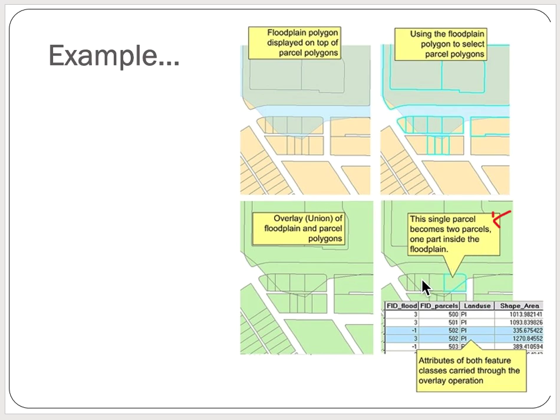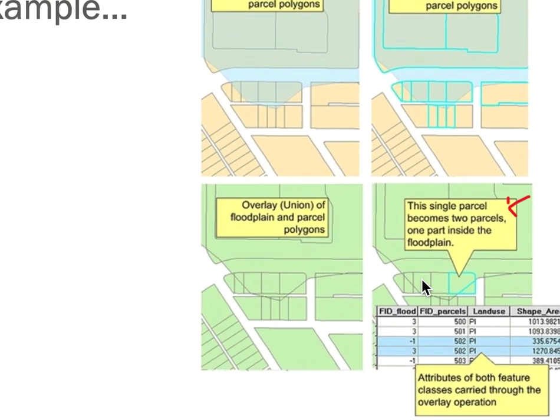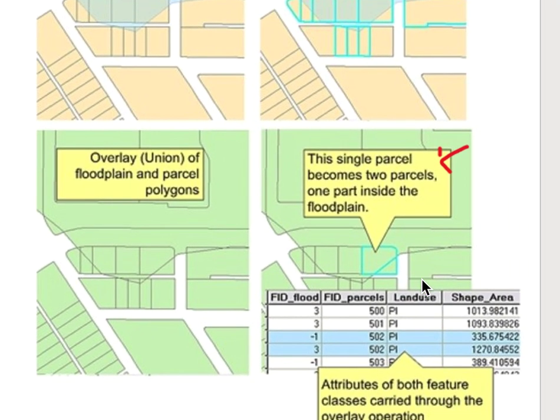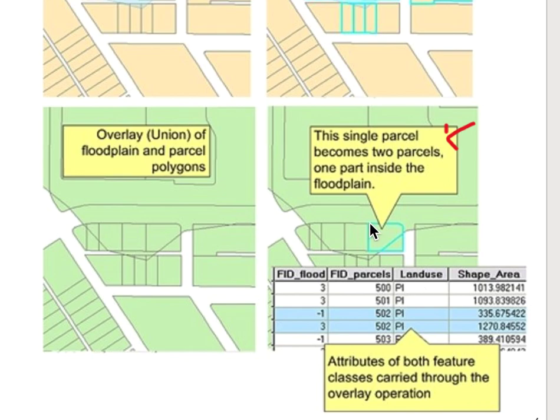So if I zoom in here, you could see that this single parcel was separated into two. And if we see our attribute table, -1 is showing us that it's outside of the floodplain polygon, and 3 is within the floodplain polygon.